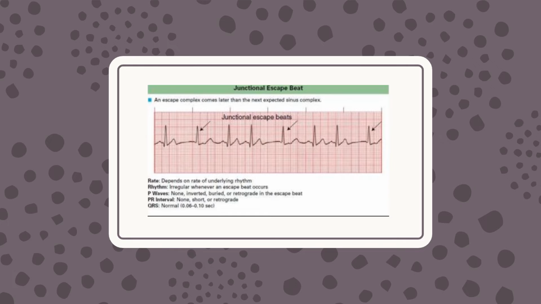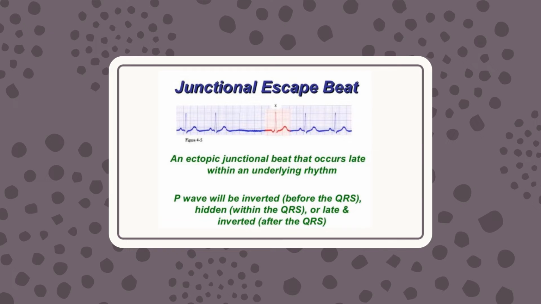Another example is you've got an escape complex. It comes later than the next expected sinus complex. And you can see those escape beats, they have the arrows on them. They're coming in later than expected. An ectopic junctional beat that occurs late within an underlying rhythm. The P wave will be inverted if it's before the QRS, hidden within the QRS, or late and inverted if it's after the QRS.